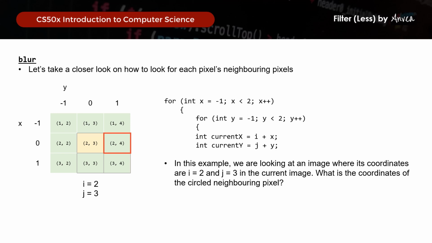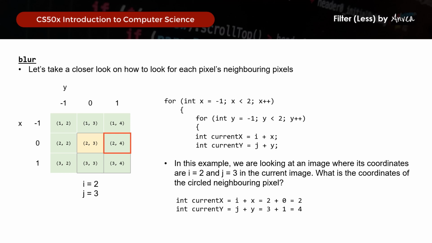Let's look at another pixel where i equals 2 and j equals 3. For the highlighted pixel that we're looking at, int current x equals i plus x equals 2, which is the i position of the current pixel, plus x, which is 0, equals 2. And moving on, int current y equals j plus y, and in this case, it equals 3, which is the current j value of the pixel that we're looking at, plus 1, equals 4, which will give us the coordinates 2, 4, which is correct as per the image we see here.